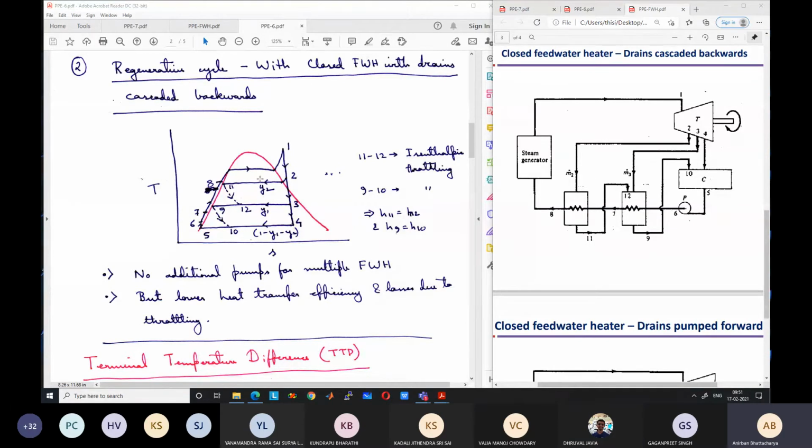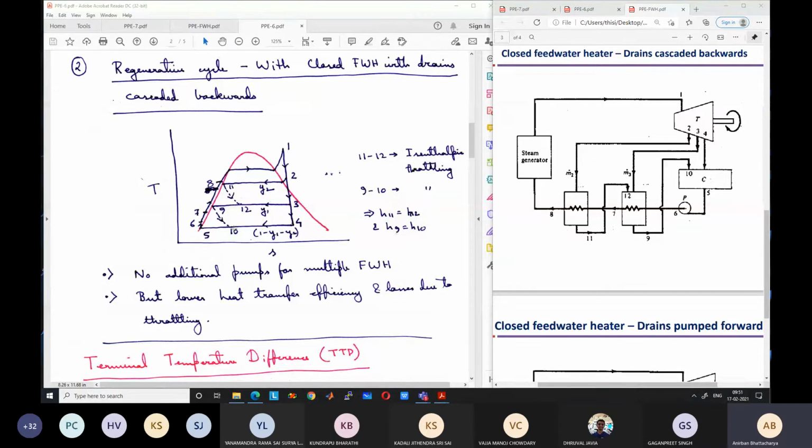It should be clear. From 1 to 2, mass flow rate is 1. From 2 to 3, mass flow rate is 1 minus Y2. From 3 to 4, mass flow rate is 1 minus Y1 minus Y2. Then this is everywhere, it should be clear. Up to point 10, it is 1 minus Y1 minus Y2.